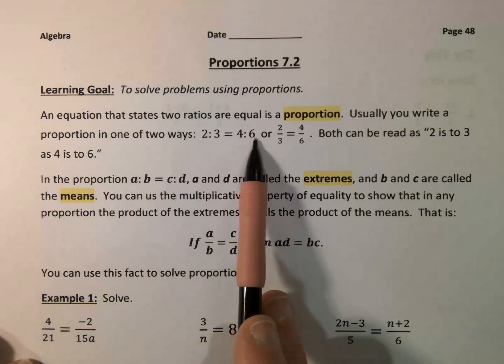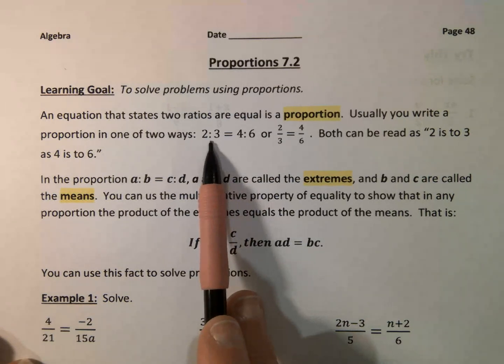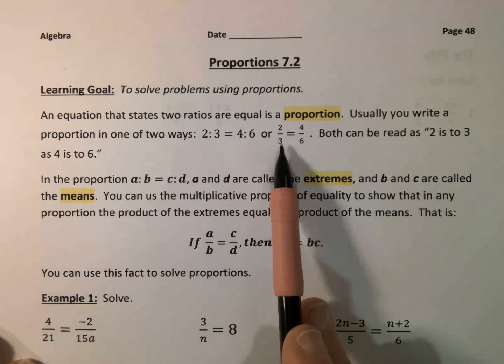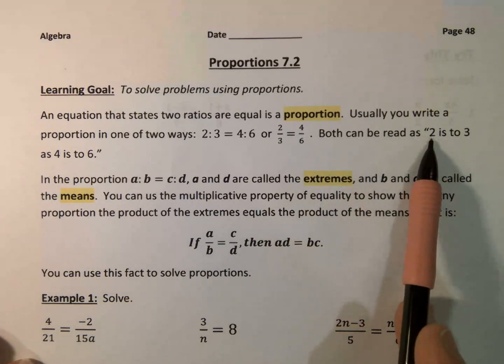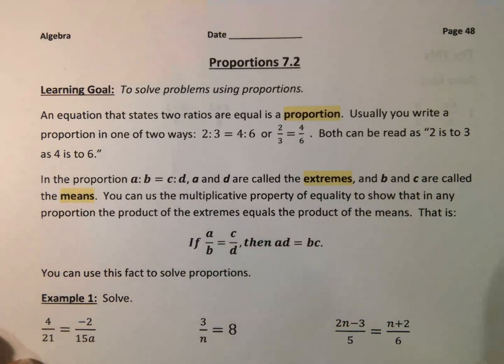2 is to 3 as 4 is to 6. So here we are using colons and an equal sign, or we write them as fractions. 2 is to 3 as 4 is to 6. And both can be read as 2 is to 3 as 4 is to 6.